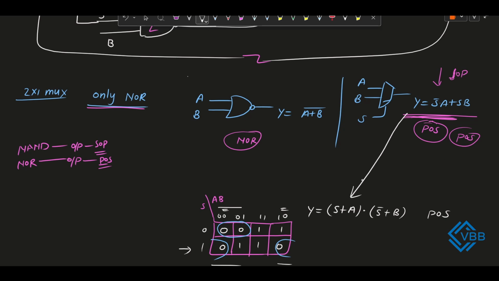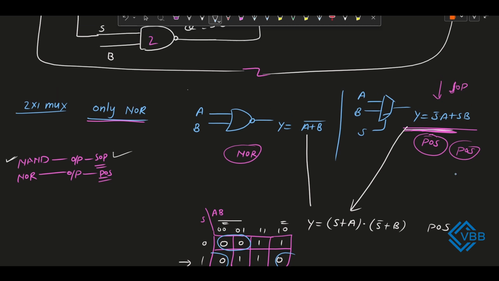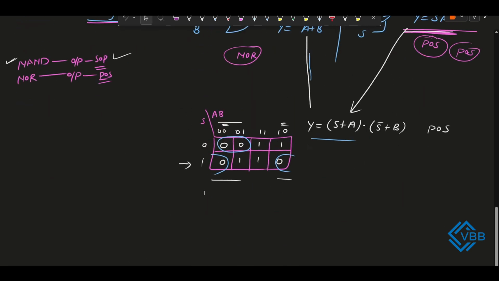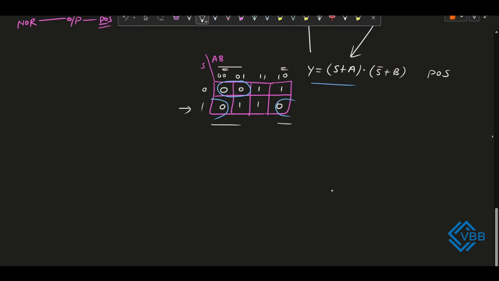So this is the POS format, or POS conversion, of this expression. Now if you observe this NOR gate expression and this POS expression of the MUX, then these both expressions look somewhat similar. And if these both are similar, then implementation using only NOR gate will be easy. So now let's see the implementation using only NOR gate. As we have the equation of the MUX in POS format, S plus A bracket into S complement plus B, this we need to implement using only NOR gate.